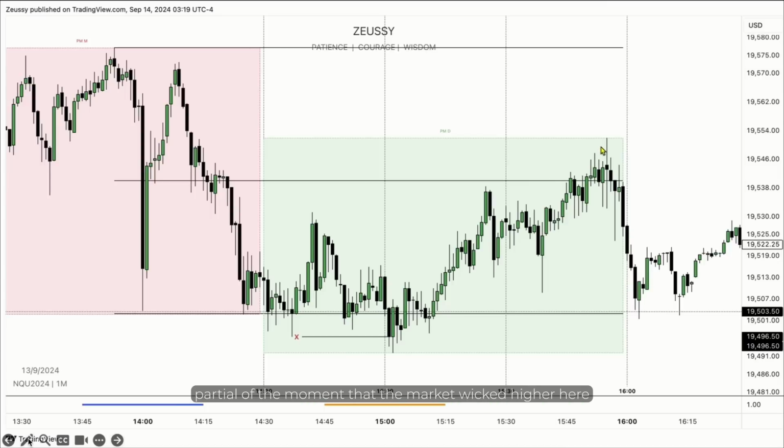Personally, I took a partial the moment that the market wicked higher here, and eventually my trailing stop got hit. I did not like the rejection of equilibrium eventually, but what I want you guys to understand is that this low formation right here was beautifully done according to the logic of the time cycles, where we're trading below that previous 90-minute cycle low, below that 30-minute cycle low, so we anticipate that the market will eventually form a low, even if we're just going to chop around during the final hour of the day.